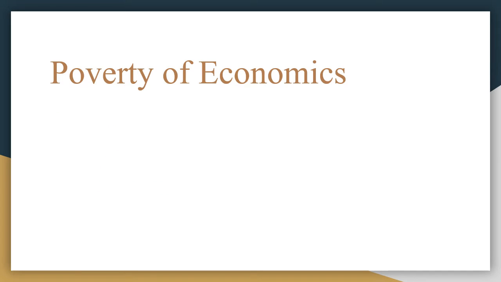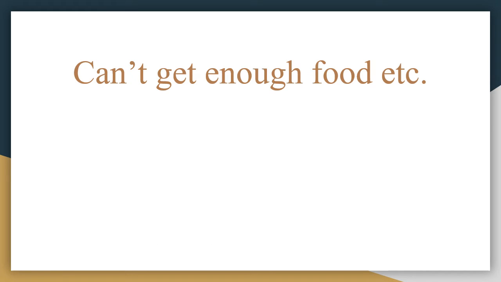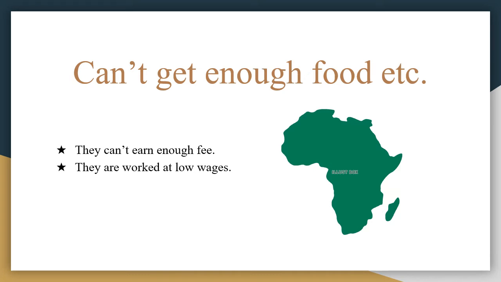First, there is poverty of economics. There are two problems and two solutions, for example, salary and workplaces. First problem, there are people who can't get enough food, clothing, and housing. That's why they can't earn enough money, especially in developing countries in Africa and elsewhere. They can't earn enough because these countries' companies make them work for a low wage.